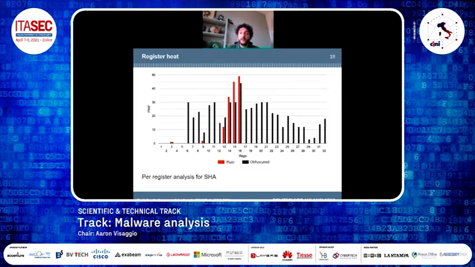If we zoom into, for example, the SHA benchmark, and we look at the average hit over the entire program execution for every register, we can see that in the plain version of the software, we just use 6 registers, while in the obfuscated version, we use more or less all the registers except the first 4 ones, and the register hit is more or less the same for every register in the microprocessor.